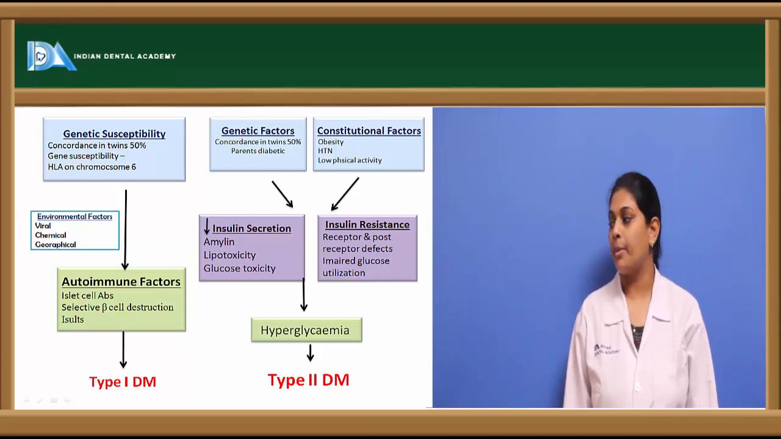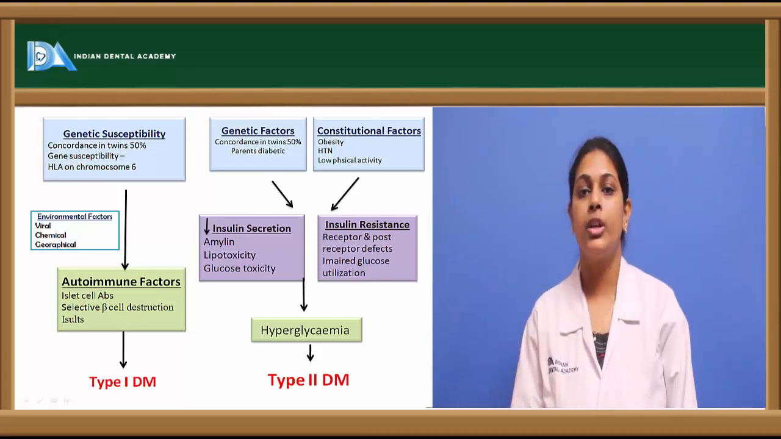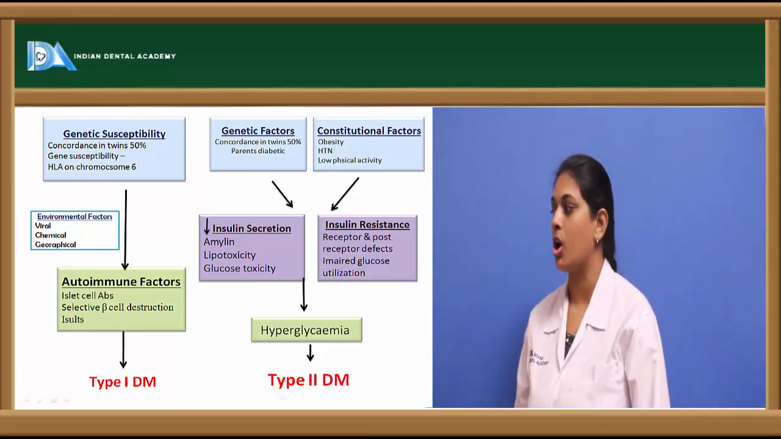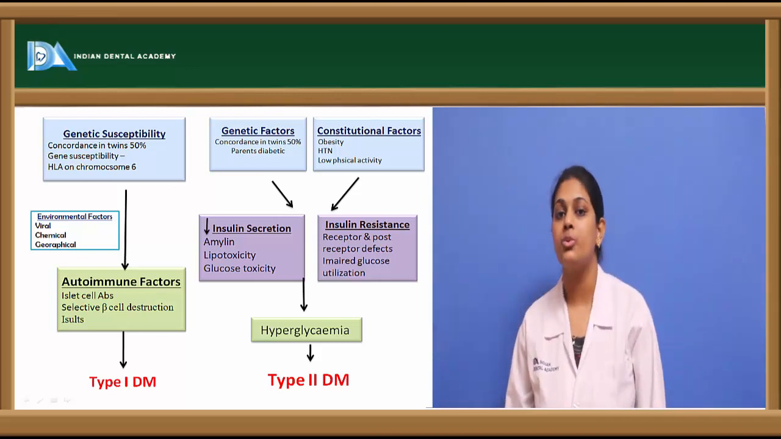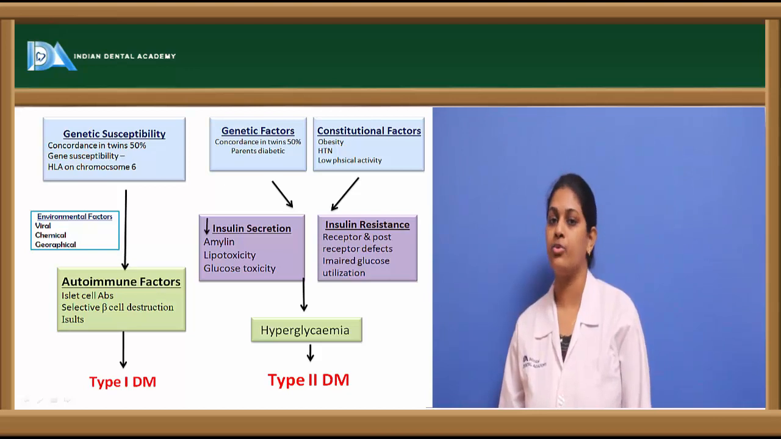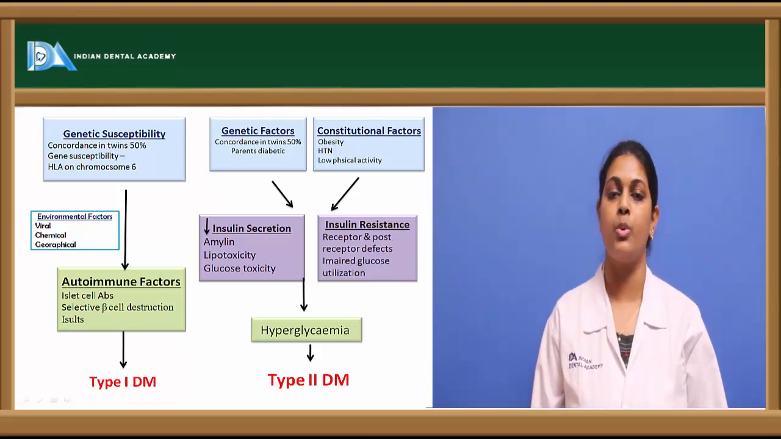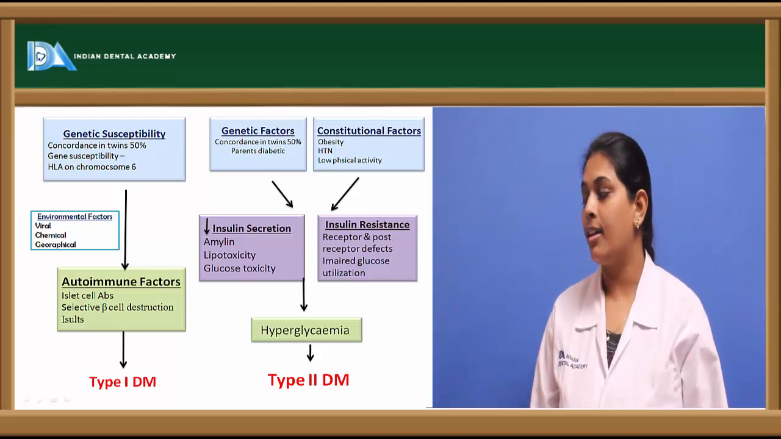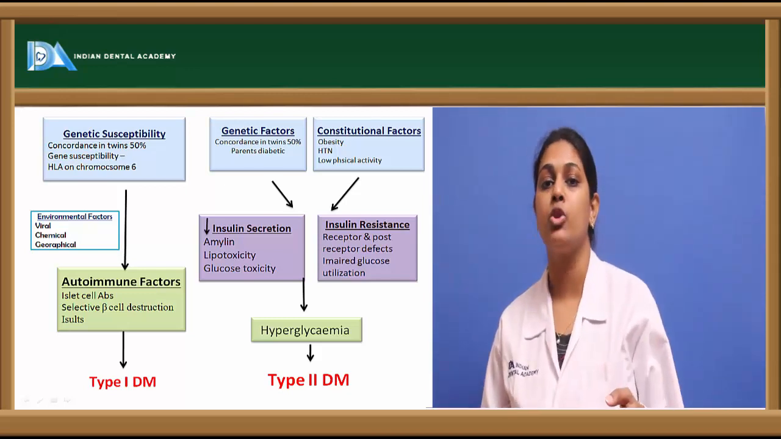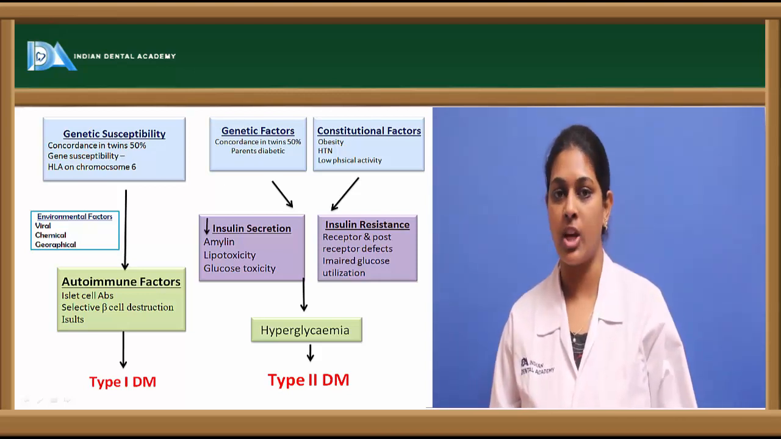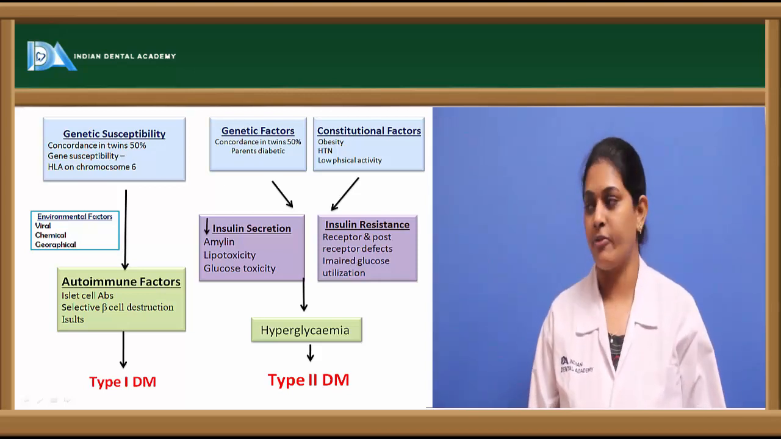Coming to the development of type 2 diabetes mellitus, usually we see the presence of genetic factors as well as constitutional factors. Among genetic factors, we see there's concordance in identical twins, 50% of the twins as in type 1, and other than that, both parents have been shown to be diabetic in the case of type 2 diabetes mellitus in the offspring.